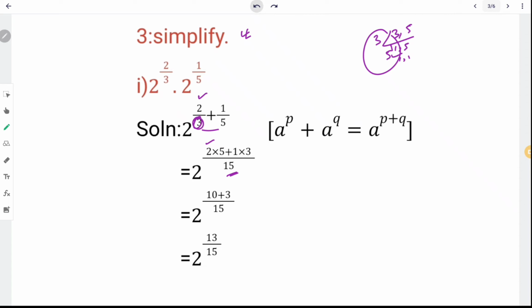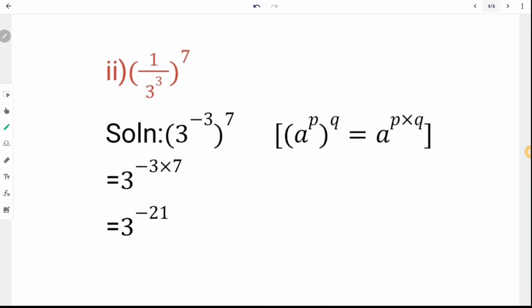We have to find the numerator and then simplify. All right, 2 5s are 10, 1 3 is 3, right? So 10 plus 3, we're going to get 13, and of course the denominator is 15. So this is our answer, right? 2 to the power 13 by 15.